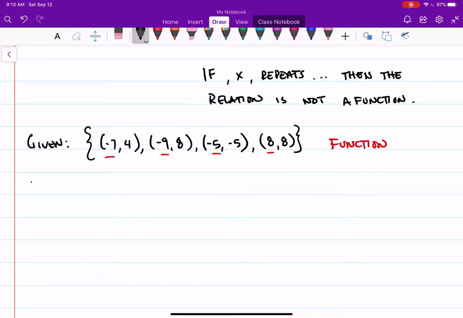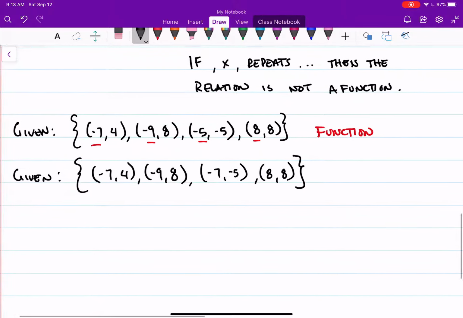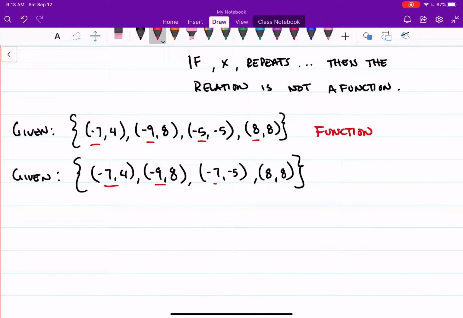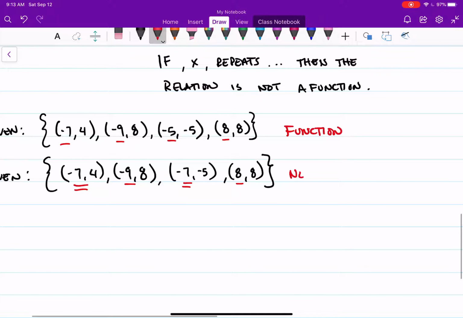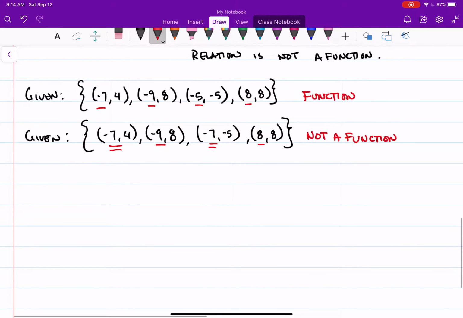All right, so let's say given (-7, 4), (-9, 8), (-7, -5), and (8, 8). It takes practice. Now you go, well, let's look at the x's. Ooh, wait a minute, I saw this twice, right? The same thing twice. So therefore, this is not a function. It's as if my pen just started exploding. There we go. So that's not a function because the x repeated.